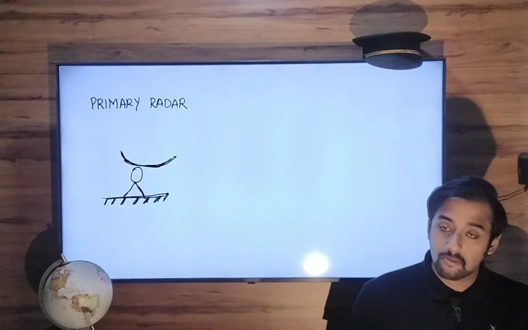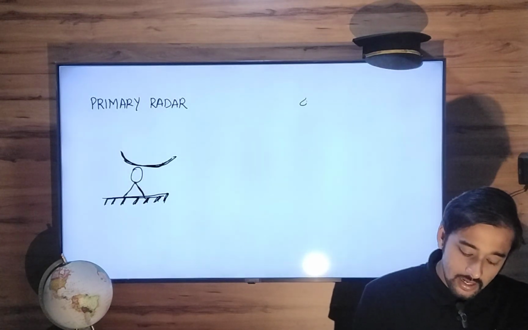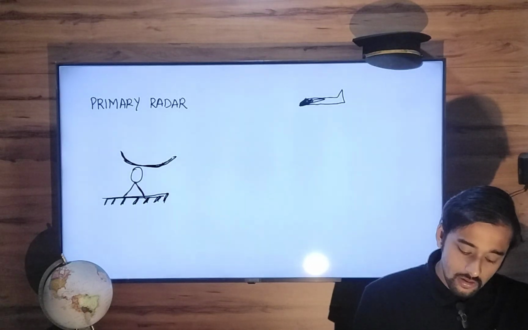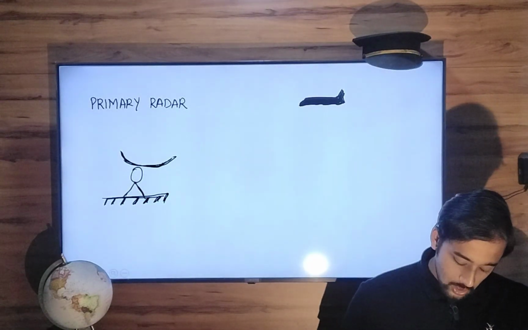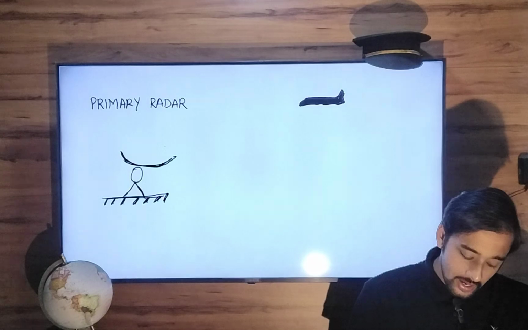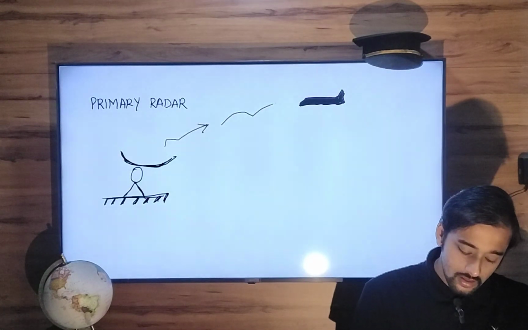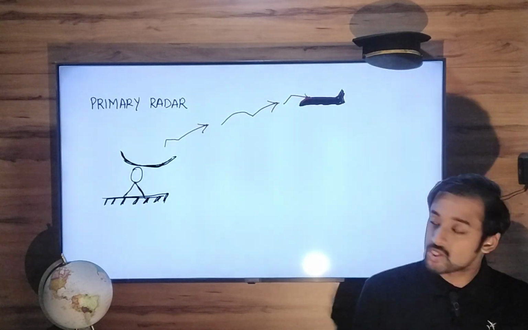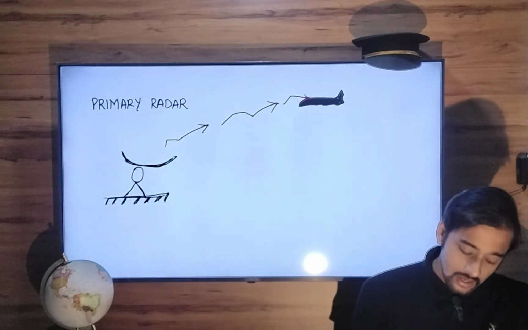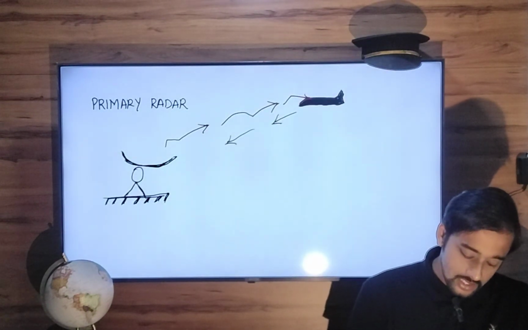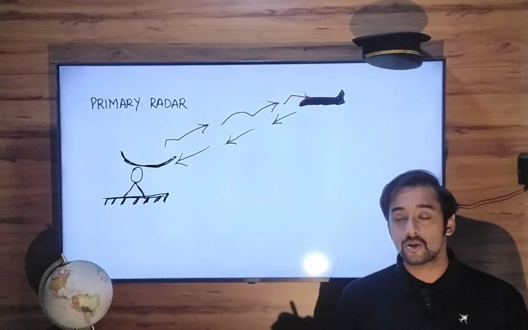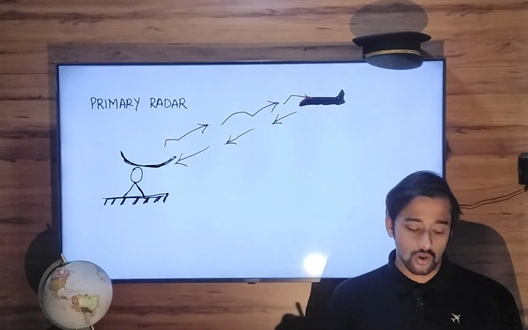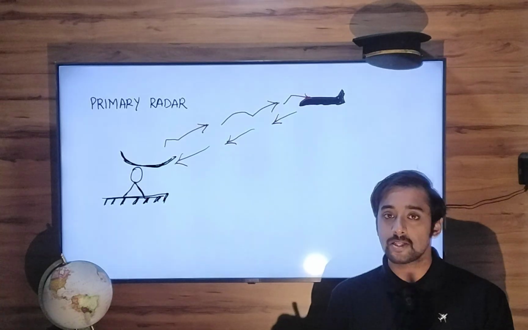What is the primary radar principle? The primary radar antenna on the ground will send radio pulses to aircraft in the air, on the ground, anywhere. These radio pulses will go to the aircraft, strike that aircraft, and then return to the primary radar. So this is called the operating principle of primary radar.